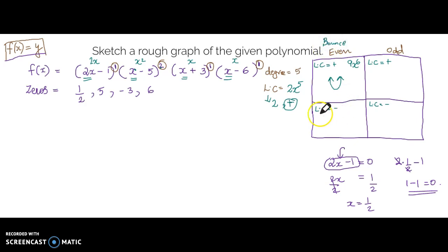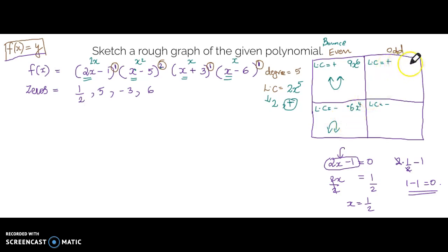Okay. If the leading coefficient is negative, for example, negative 6x to the 4th power. So the leading coefficient is negative 6, which is negative, and the degree is even. If that is the case, they both face down, both the beginning and the end. The end behavior of this graph or polynomial is going to be facing down. They're both going to be facing down.